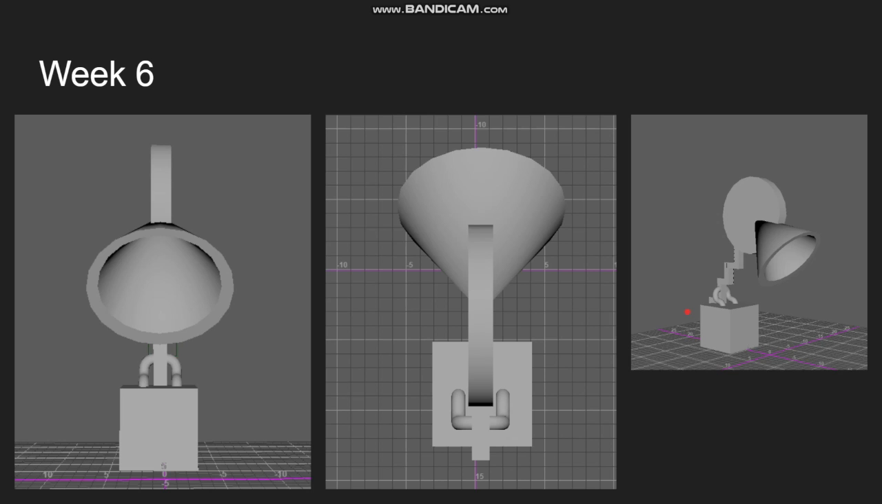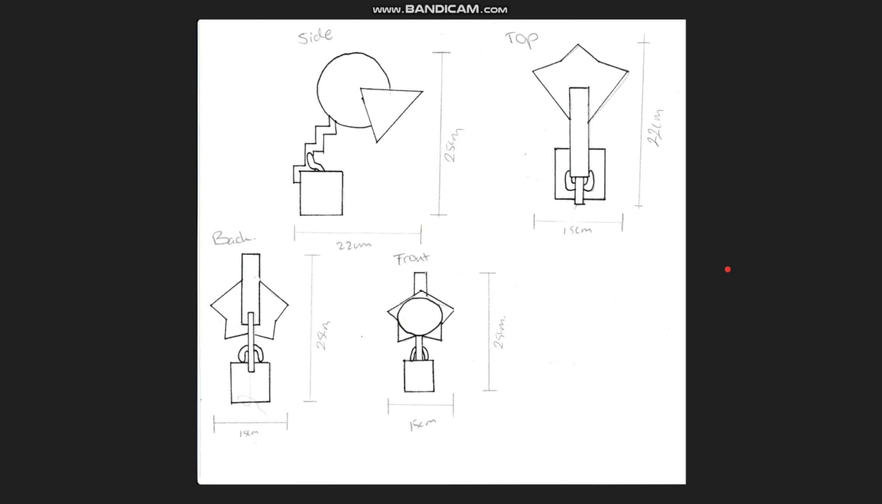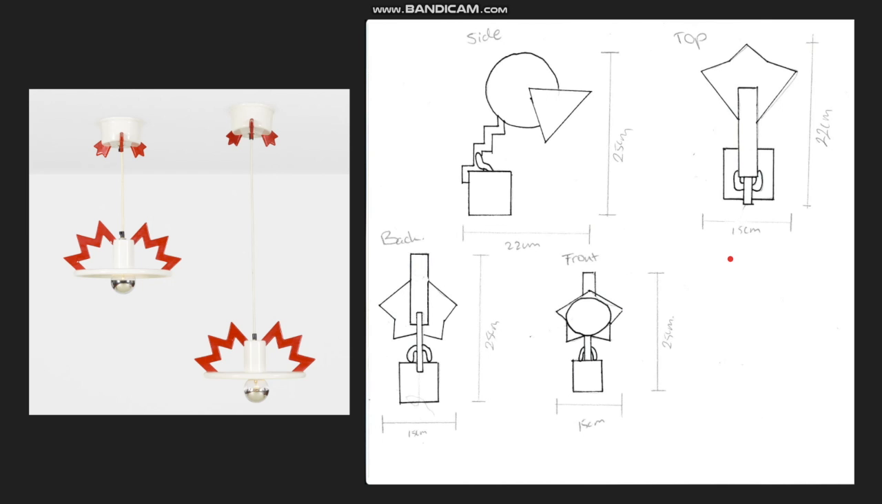Here's my first attempt at modeling it in Maya. I liked it, however it felt off. It felt so basic and boring, which was totally not what Memphis was. So, going back to the drawing board, I changed the lampshade shape to one that was more exciting. I also drew back on the spiky shapes shown in this image here.